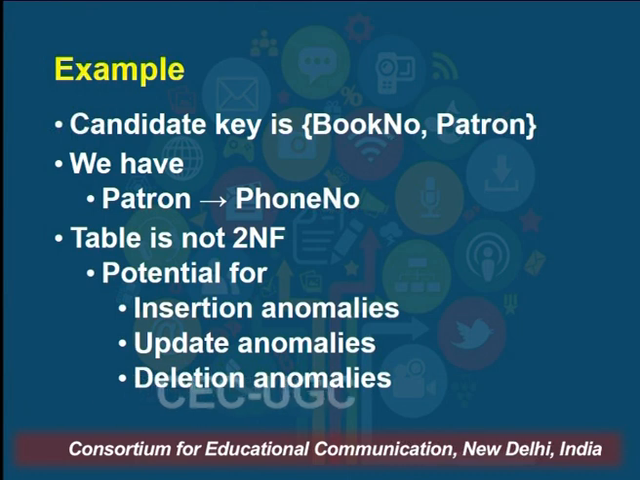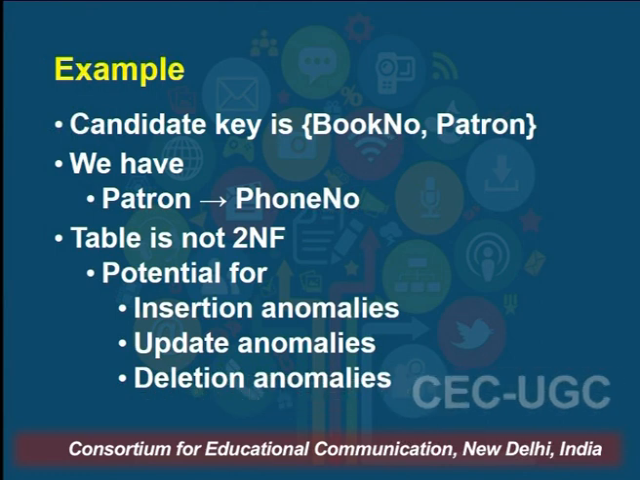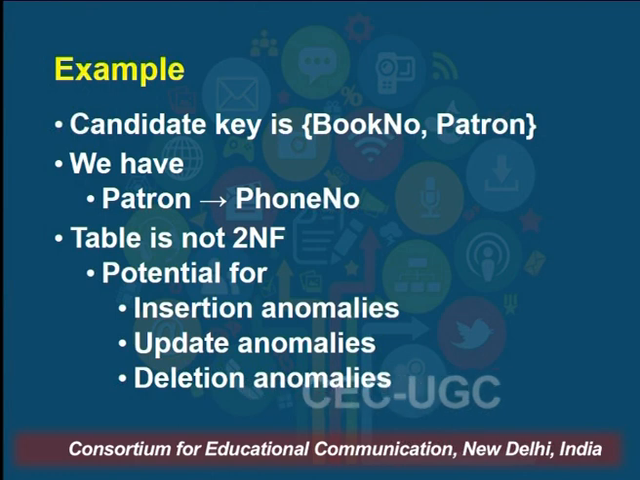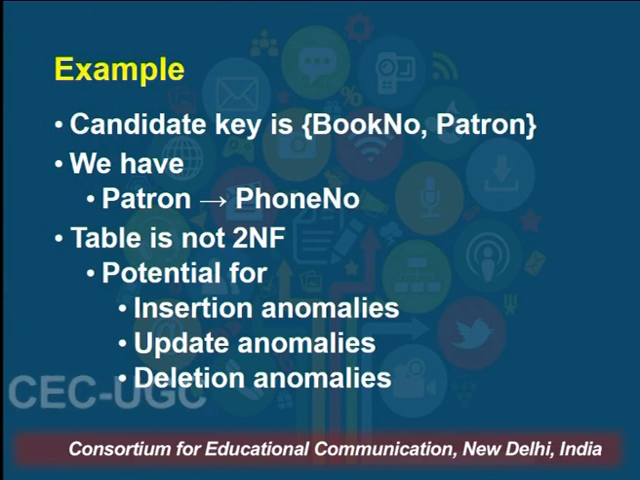Now here, if you can see, the candidate key is book number and patron. What are the functional dependencies that we need to see here? We have phone number being dependent on the patron, as you can see from this example. One of the candidate keys is book number and patron, and we also have phone number which is dependent on patron.